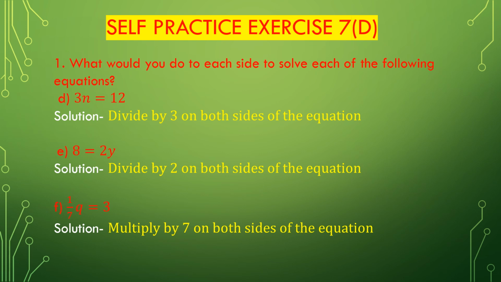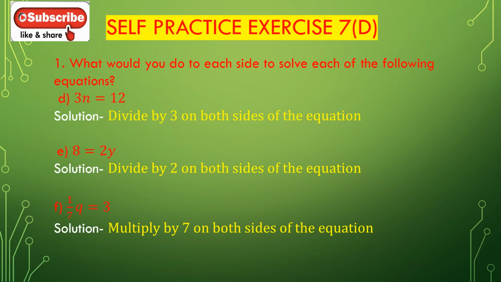E, 8 equal to 2y. This is the equation given, on right hand side 2y is given, 2 multiplied with y. We know division is the inverse operation of multiplication. So divide by 2 on both sides to solve the value of the variable y.